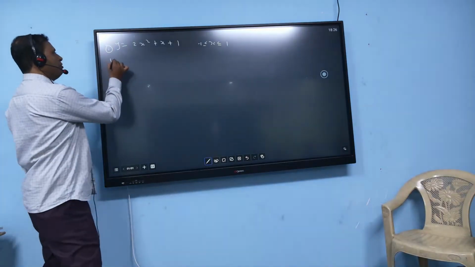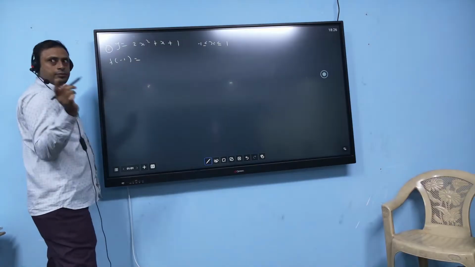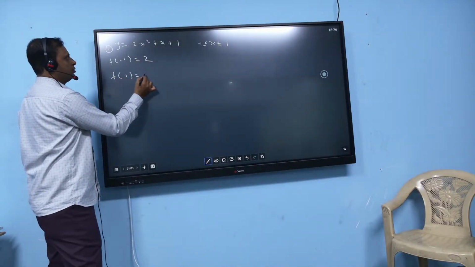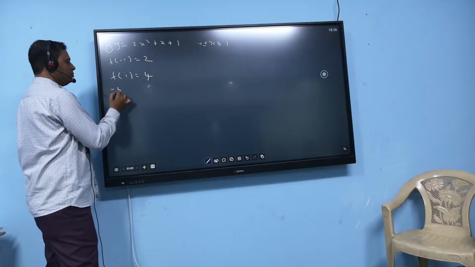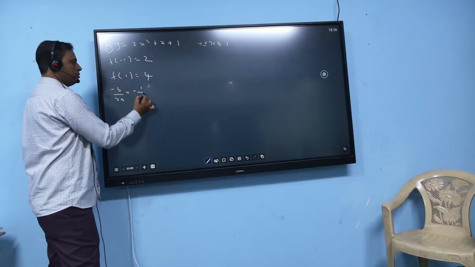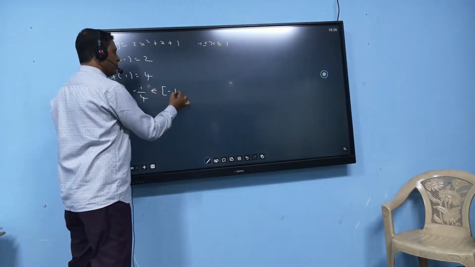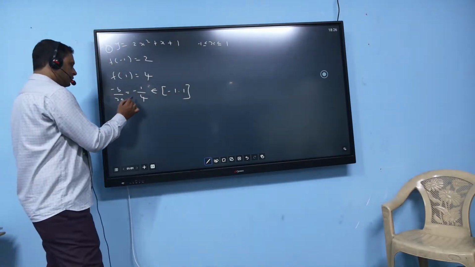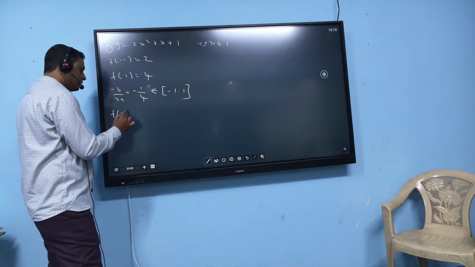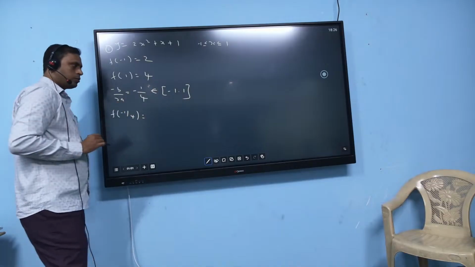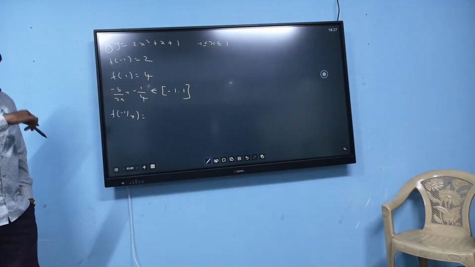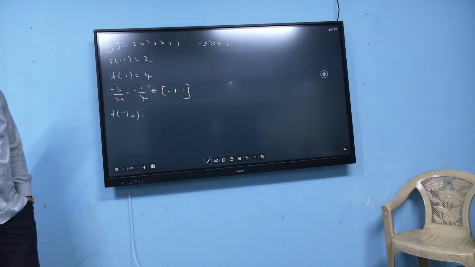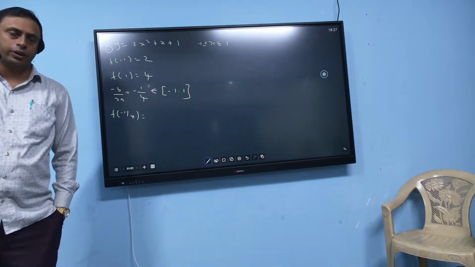What is f of minus 1? What is f of 1? 4. Minus b by 2 है, which belongs to the interval minus 1 to 1. इतना सबको समझ में आया? अब करना क्या? Next you should find out f of minus 1 by 4. Find and tell me the answer. x की जगह minus 1 by 4 डाल को find out करो.